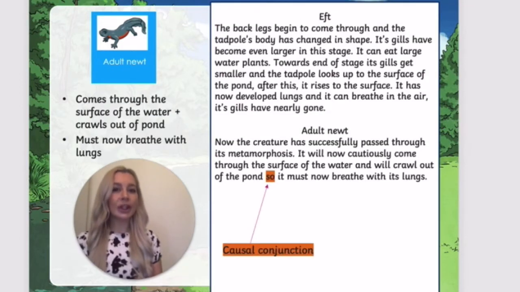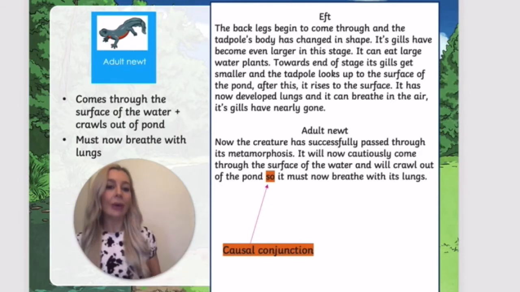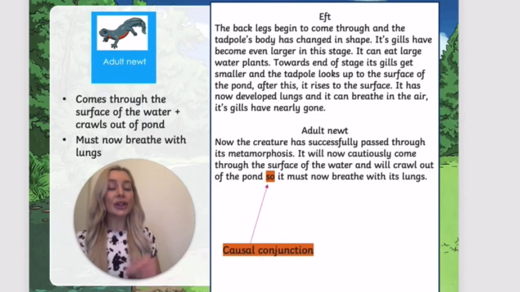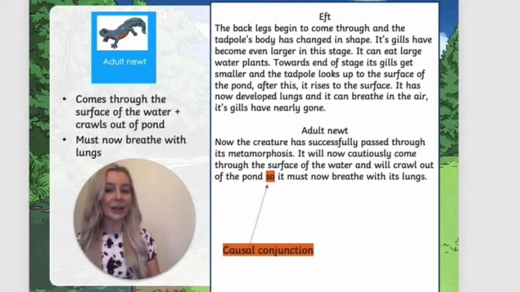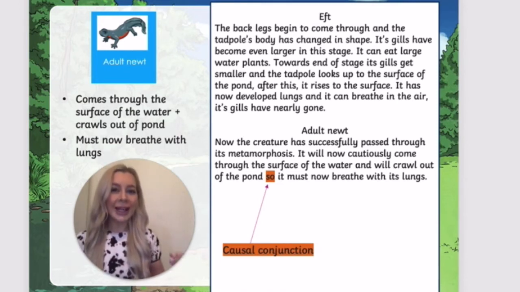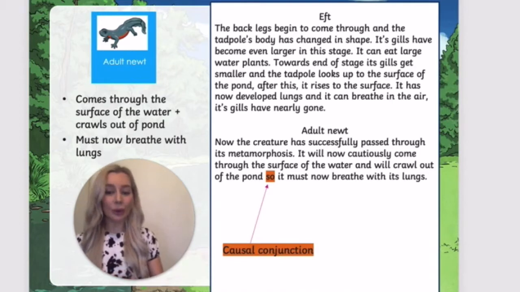I've got my next 2 bullet points here. Comes through the surface of the water and must breathe with lungs. Now I'm going to use a causal conjunction to join those 2 ideas together to make one sentence. It will now cautiously come through the surface of the water and will crawl out of the pond, so it must now breathe with its lungs. So I've used the causal conjunction here to explain how that happens. The newt comes out of the water, so it must now breathe with its lungs. It can't use its gills anymore because it's not in the water anymore.